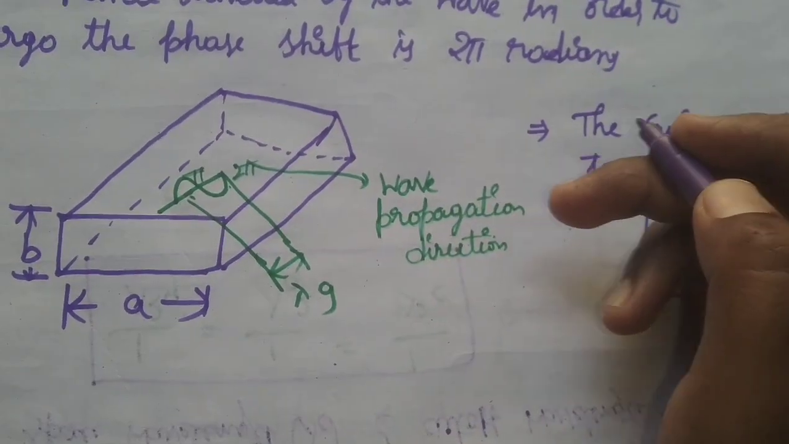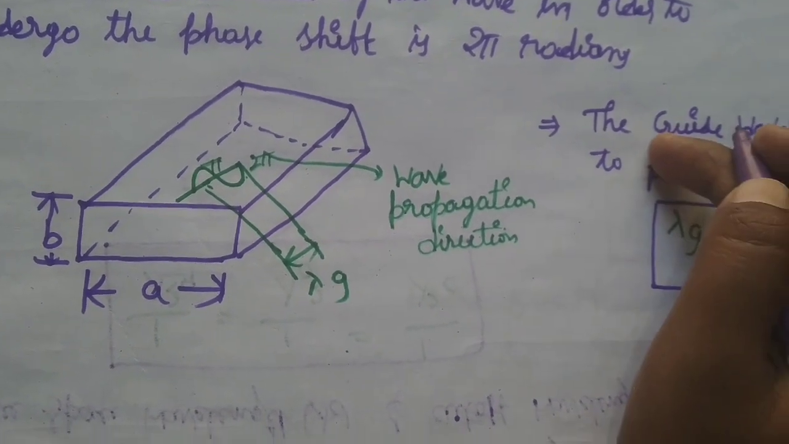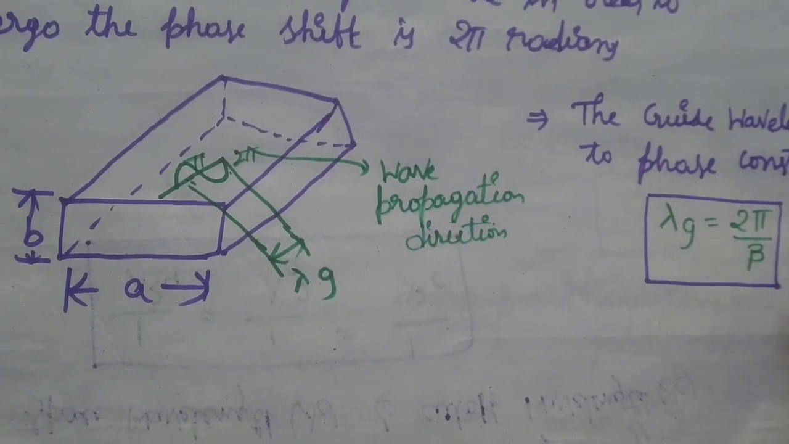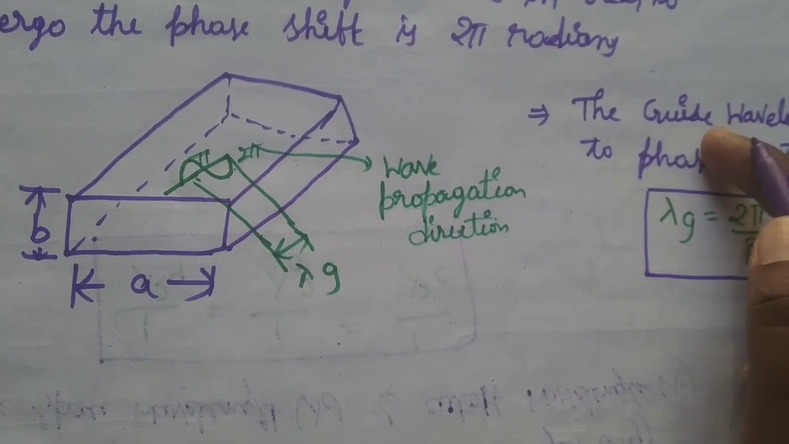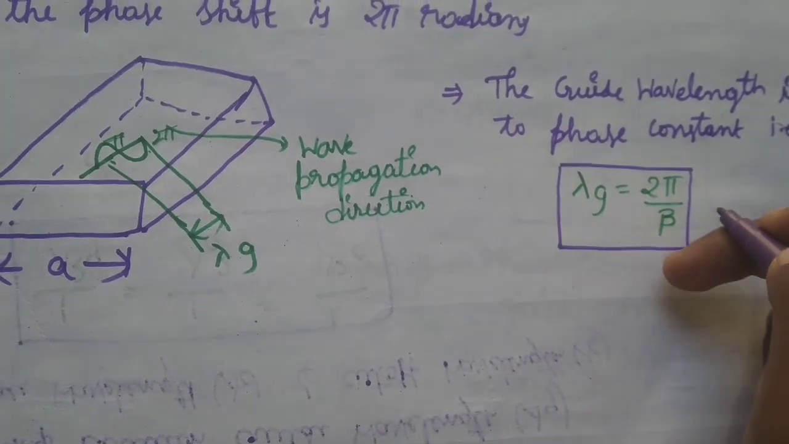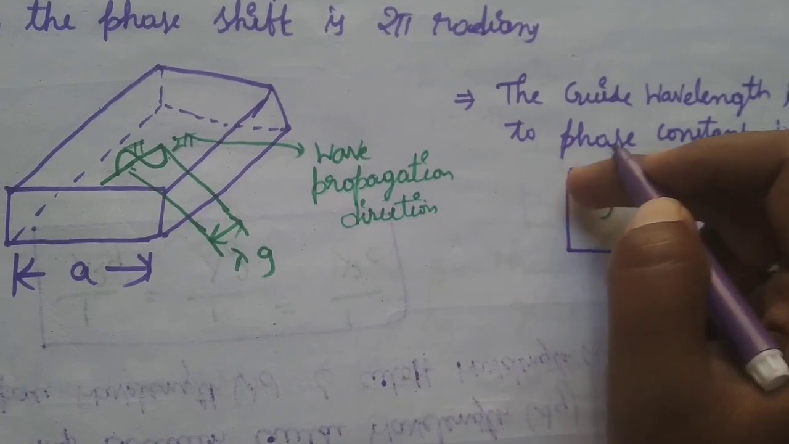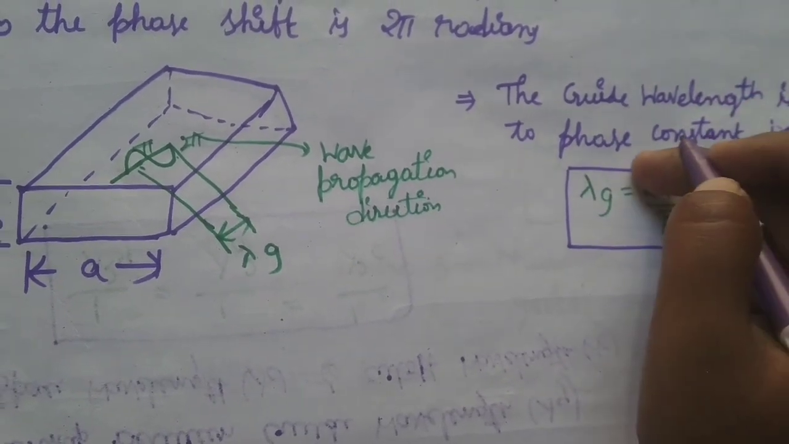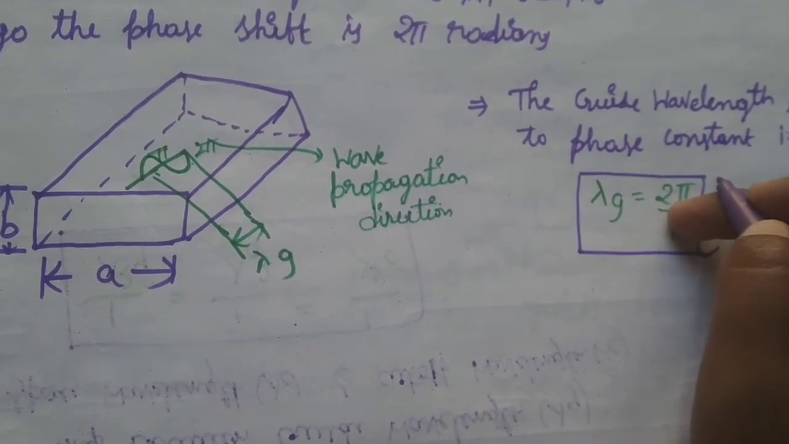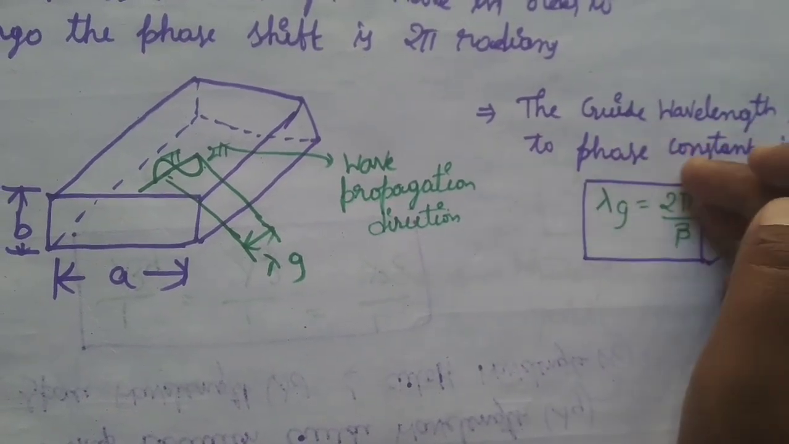Now there is a relation between guide wavelength and phase constant. The relation is lambda g equals 2 pi by beta. Here the guide wavelength and phase constant are inversely proportional to each other. Here this is a simple relation between guide wavelength and phase constant, where lambda g is the guide wavelength and beta is the phase constant.